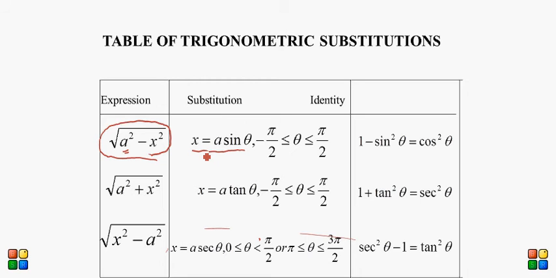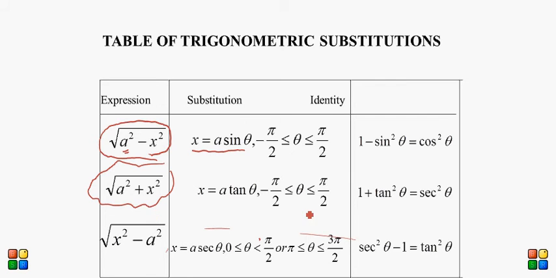And the reason is 1 minus sine squared theta is cosine squared theta. For the second one, if I see something of the form the square root of a squared plus x squared, when I see the plus there, that's a tangent substitution. And the last one, where the variable x squared precedes the minus, x squared minus a squared, that's a secant substitution. The reason why is given in the right column. Because of those identities, these substitutions will get rid of the square root.